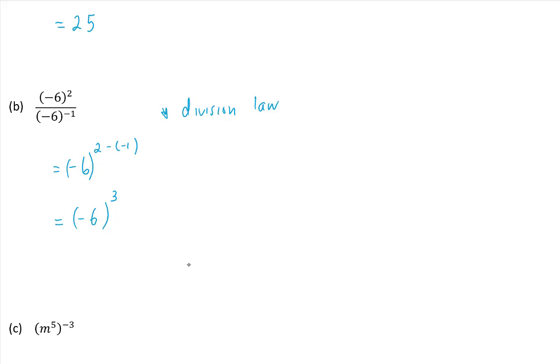So that is negative 6 times negative 6 times negative 6. And since we have 3 negatives, this is going to be negative 216. If it was squared, it'd be positive, but since it's an odd exponent, we're going to end up with a negative number.